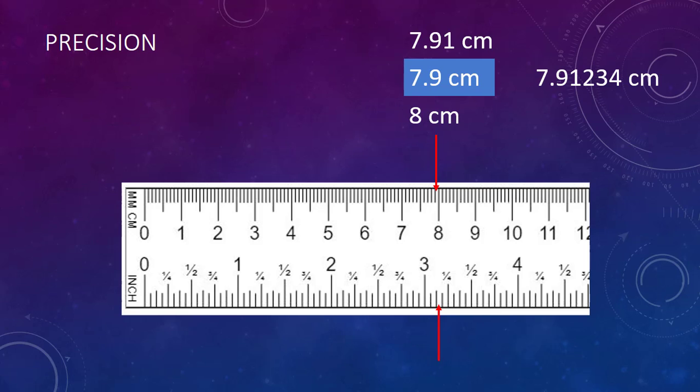So the measurement falls about halfway between 2/16 and 3/16, which is halfway between 4 32nds and 6 32nds. So the measurement we would record would be 3 and 5 32nds inches. Now, as you can imagine, the math with this would get a little bit ridiculous, and that's one of the reasons that the metric system is so popular.